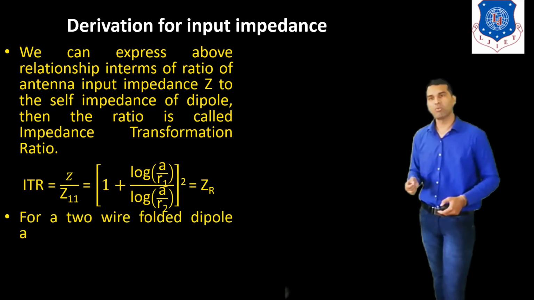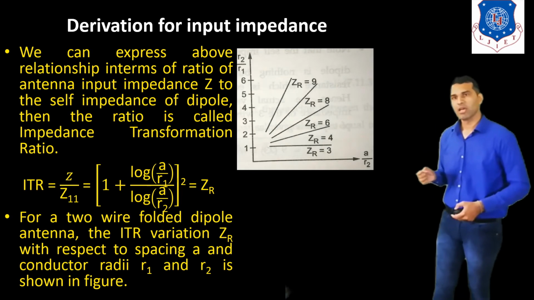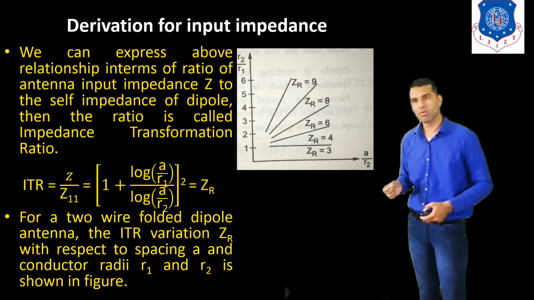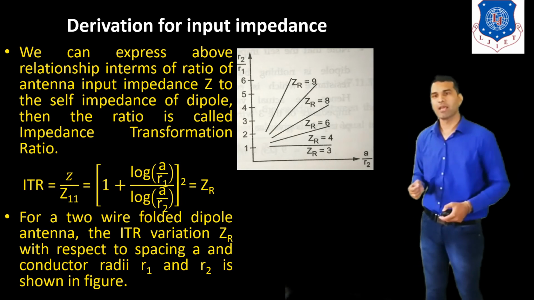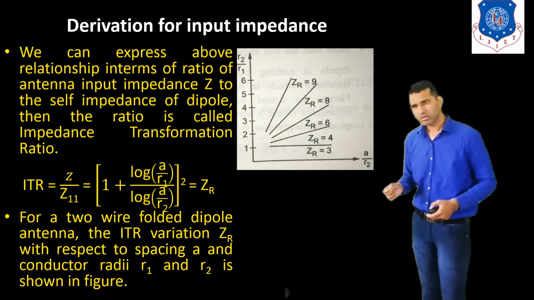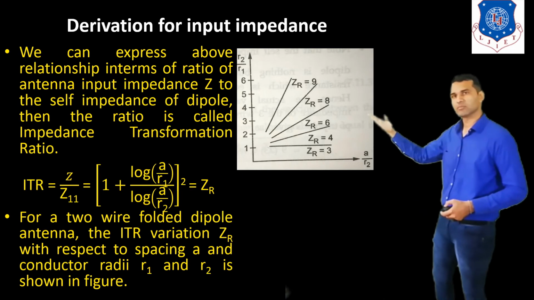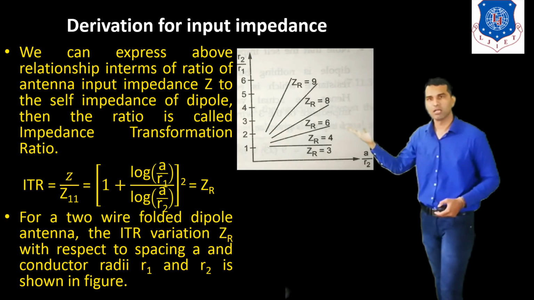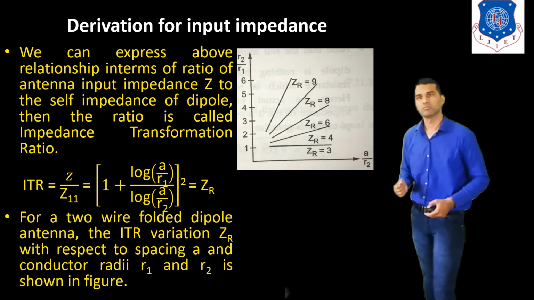And for the 2-wire folded dipole antenna, the impedance transformation ratio ZR, with variation with respect to the spacing A and the conductor radii R1 and R2, is shown in this figure. So we can see the different values of ZR for R1 and R2.